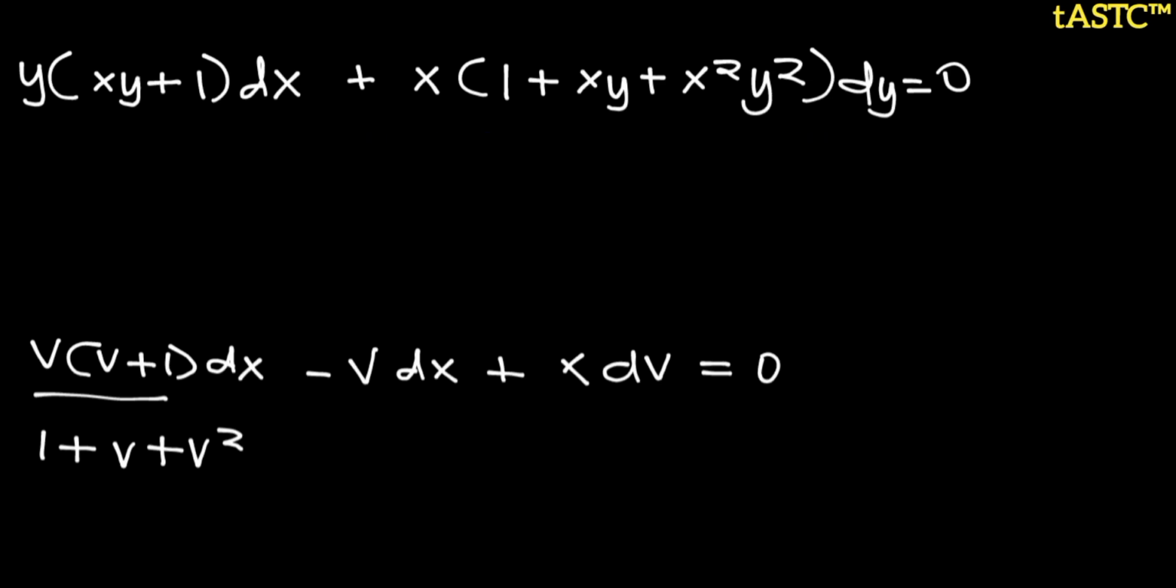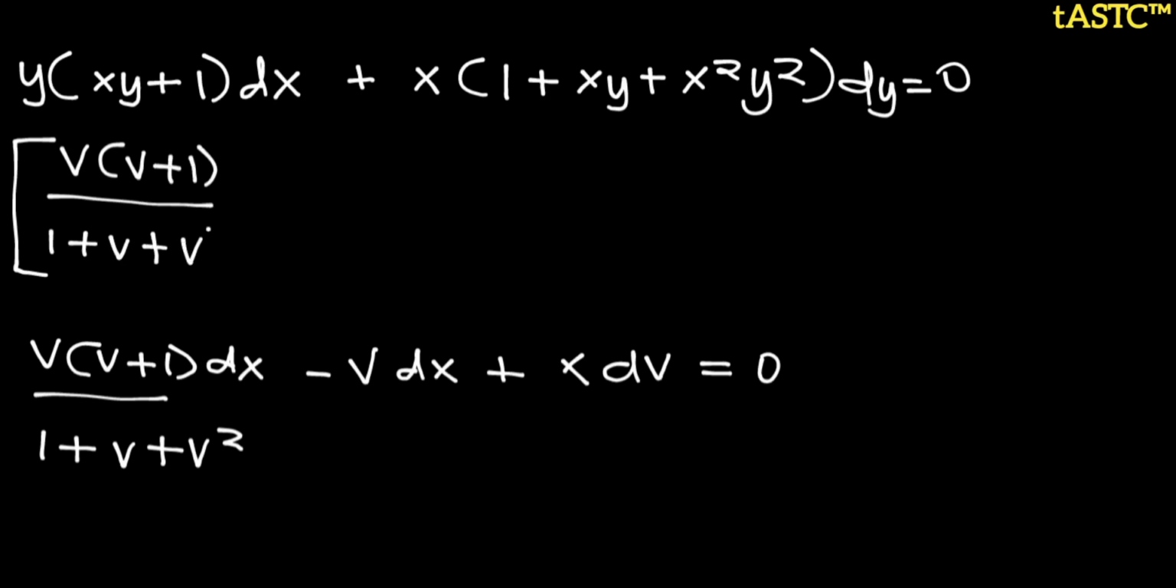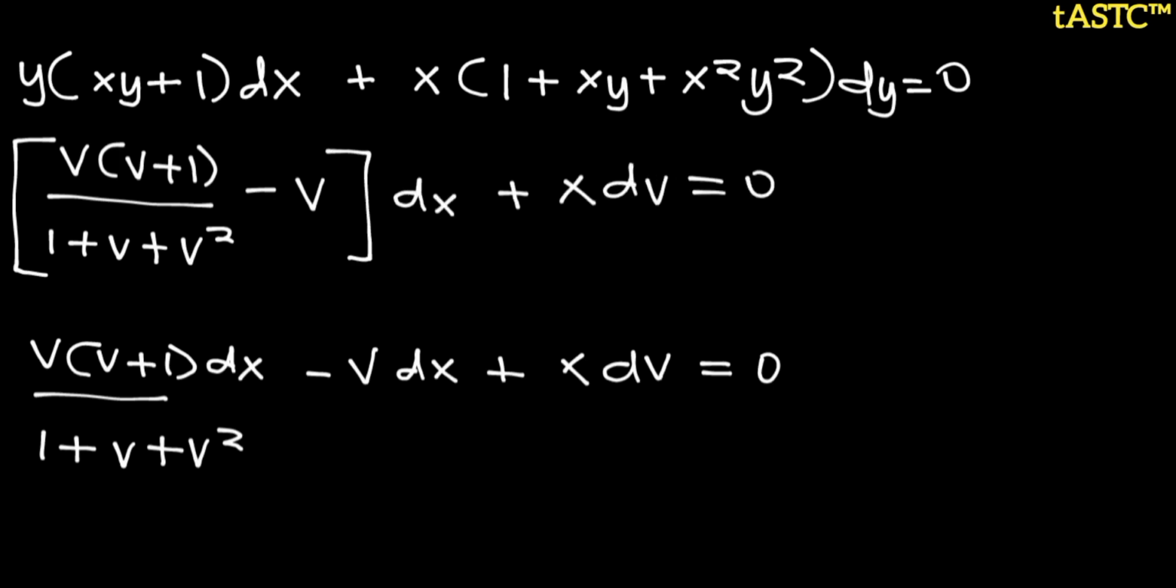Now, we can factor these ones out. So what will that give? This is going to be a v. So I'm going to draw out a bracket for that. We have a v multiplied by v plus 1, and this is divided by 1 plus v plus a v squared. And this is minus v. And all this is actually multiplied by dx plus x dv. And this is equal to 0.